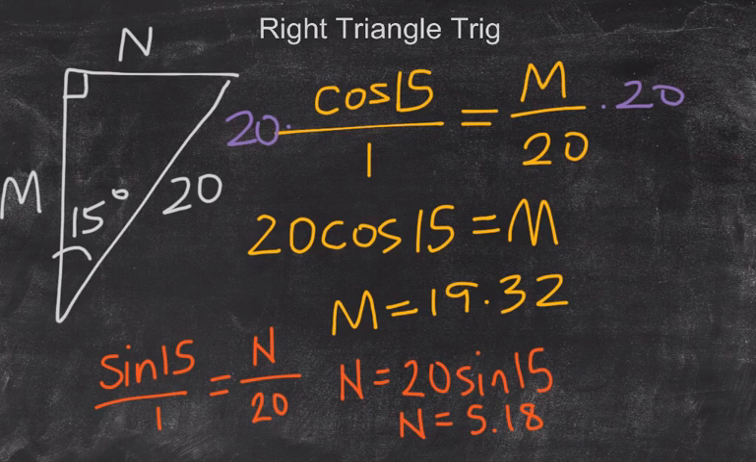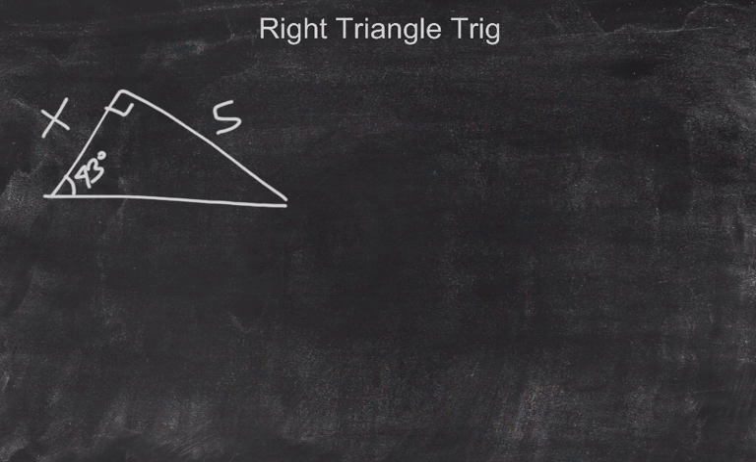So I've got all the missing sides of my triangle. I could use the Pythagorean theorem to verify that when I do 19.32 squared plus 5.18 squared, I get 20 squared. So my next example has a right triangle with an acute angle of 43 degrees, an opposite side length of 5, and an adjacent side length of x. So I've got opposite here, adjacent over here, so I'm going to set up a tangent ratio.